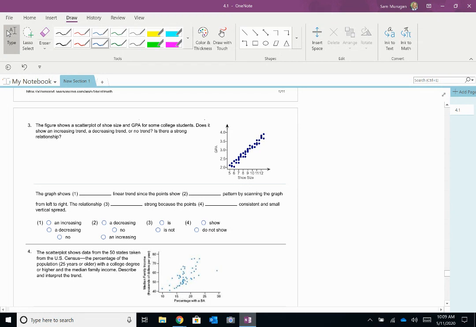Figure shows a scatter plot of shoe size and GPA for some college students. Does it show an increasing trend, a decreasing trend, or no trend? So it's going uphill. It shows clearly an increasing trend. Increasing. I'm trying to pick from the words here. Since the points show an increasing pattern from number 2, when you go from left to right, the graph is doing that. The relationship is strong because the points show consistent and small vertical spread. It's not really spread out that much.